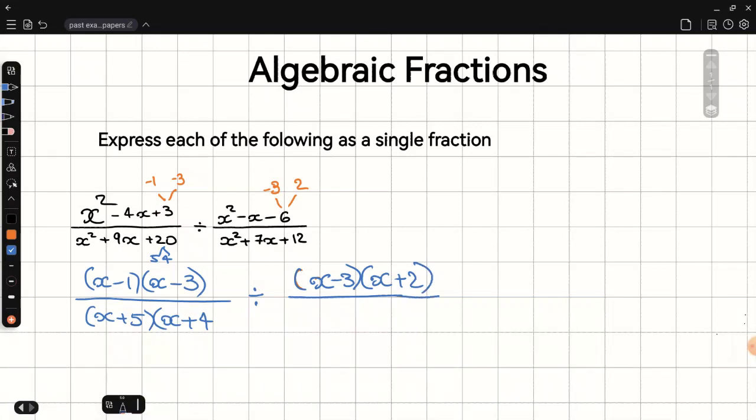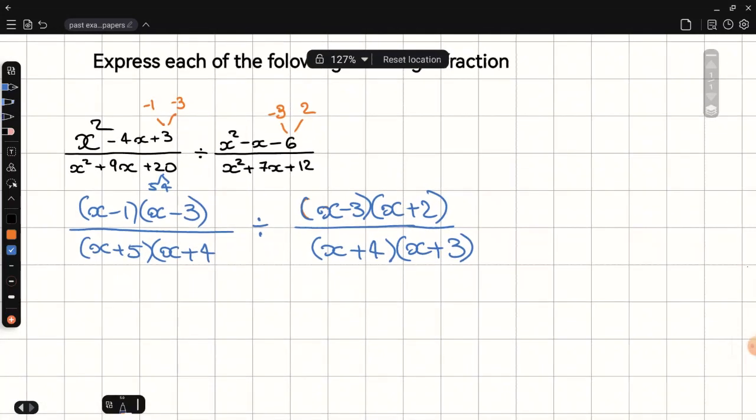Okay, now let's factorize the denominator. Here we're looking at factors of 12 that when we add them should give us positive 7. These two numbers are positive 4 and positive 3. So we write here x plus 4, x plus 3. Now we have finished factorizing all these quadratics.